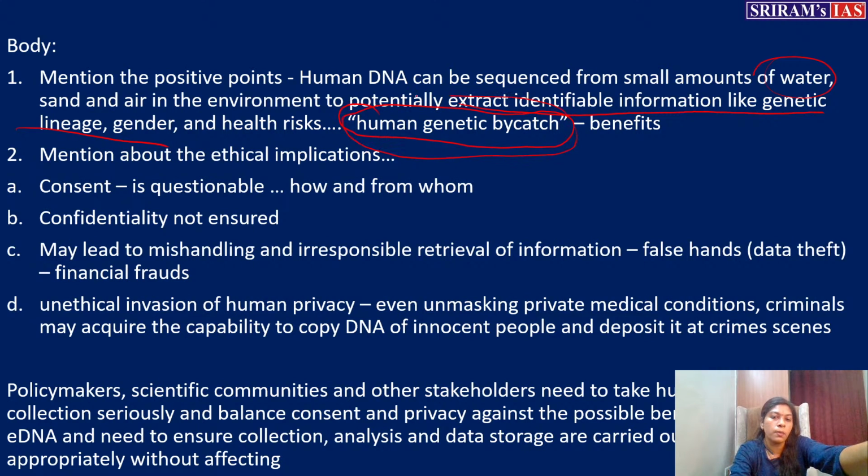you can call this human genetic bycatch. Here you can trace the human lineage itself, the gender of the person, and the health risks associated with that person. When it goes into the hands of archaeologists, they can even trace down your ancestors. Unknown human settlements can be discovered from the DNA. When it goes into the hands of forensics and law enforcement agencies, they can retrieve forensic information from that DNA. Like this, it is useful in various ways for various people.